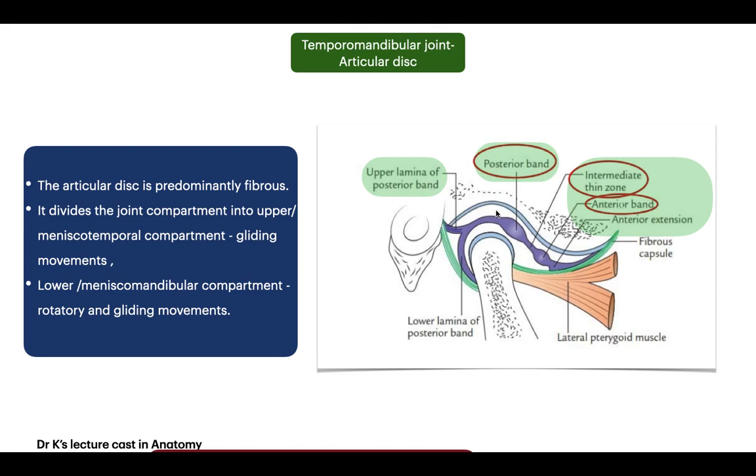meniscotemporal and meniscomandibular. Above is meniscotemporal, related to the temporal bone, and below it is meniscomandibular. So this articular disc divides the joint compartment into upper and lower, meniscotemporal and meniscomandibular compartments. So movements here are, above, only the gliding movement, and below, both rotatory and gliding movements occur. This point should be noted so that the movements of the temporomandibular joint can be understood in a clear manner.